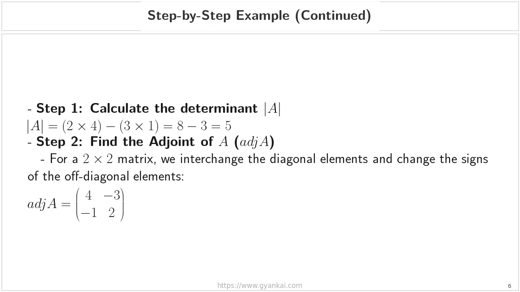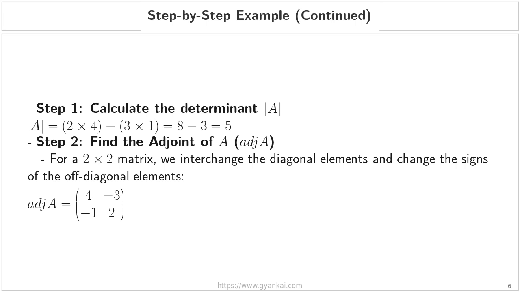Next, we move to step 2, where we find the adjoint of A. Since we are working with a 2x2 matrix, there is a very handy shortcut you can use. Simply interchange the elements on the main diagonal and change the signs of the off-diagonal elements. So, our 2 and 4 swap places, and our 3 and 1 become -3 and -1. This gives us our adjoint matrix, which has 4 and -3 in the first row, and -1 and 2 in the second row.